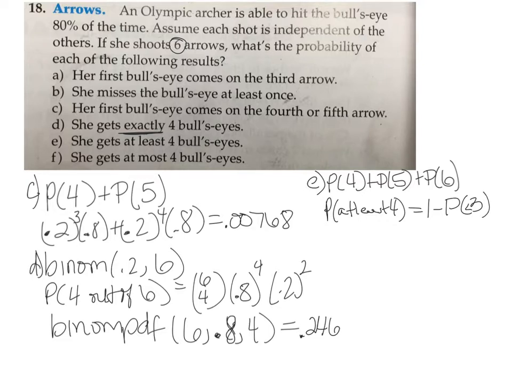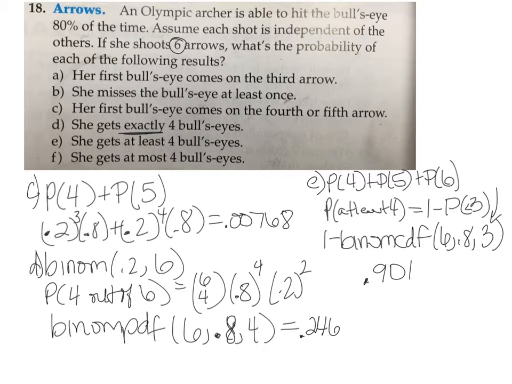And so to do that in the calculator, I do 1 minus binom CDF 6, 0.8, 3. Notice this number is decreased by 1 because if I include 4, it's going to add up 0, 1, 2, 3, and 4. What I want is 0, 1, 2, and 3, so then when I subtract it, I'm left with 4, 5, and 6. So when I plug this into my calculator, note again, it's CDF because I want it to add up 0, 1, 2, and 3. I get 0.901 for that probability.